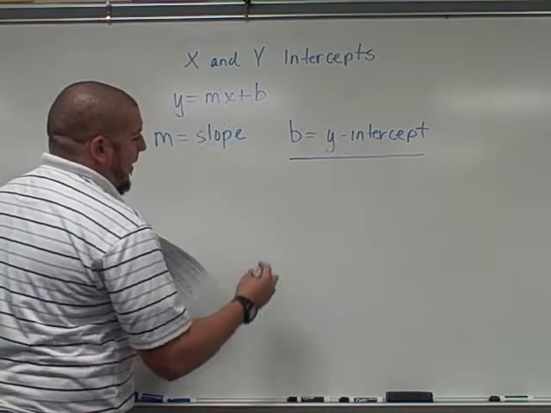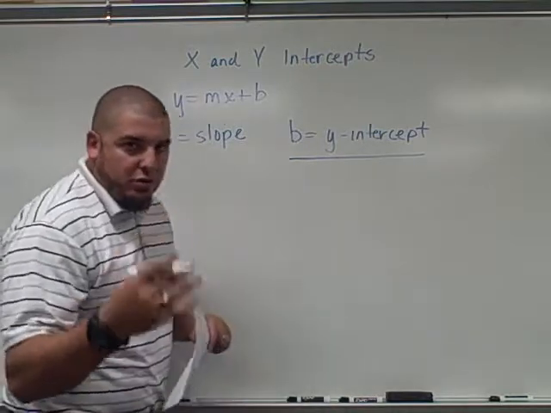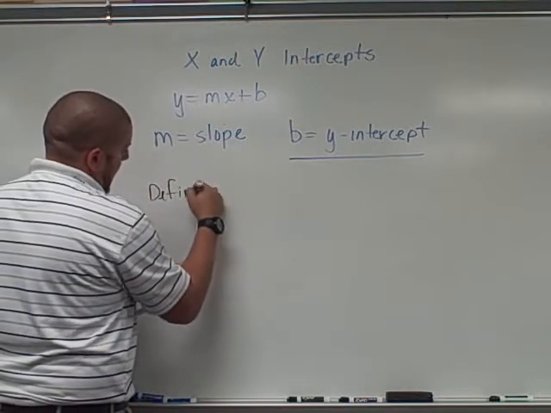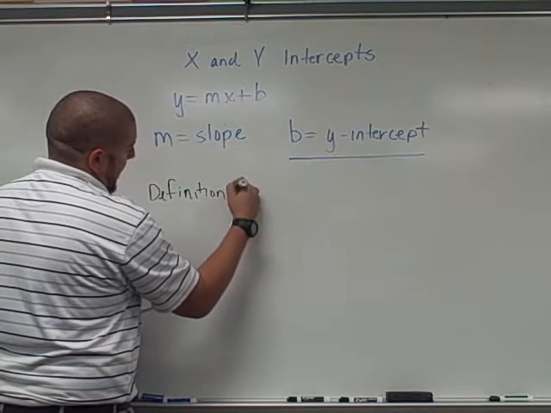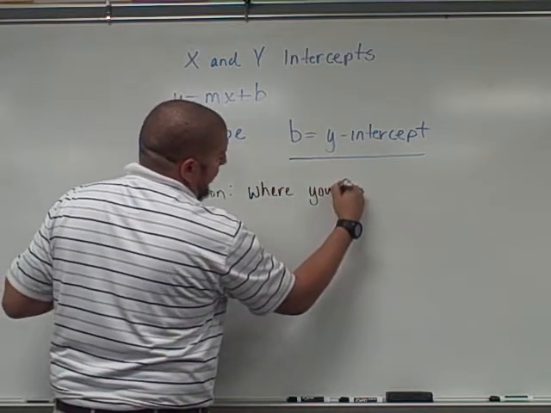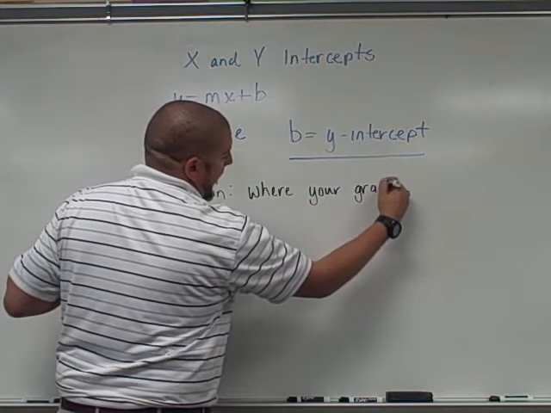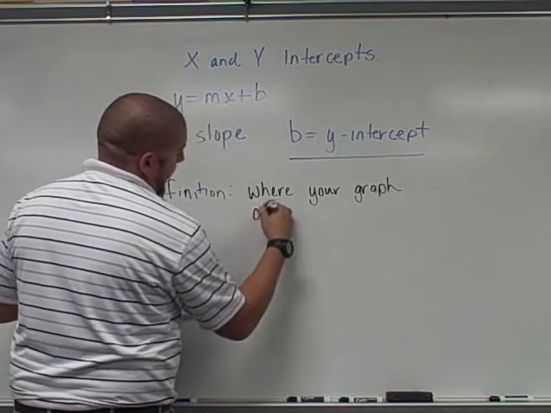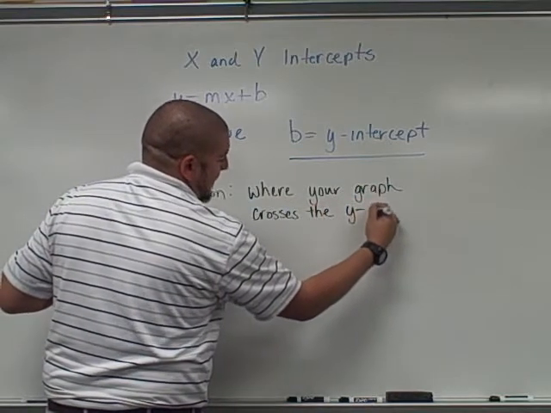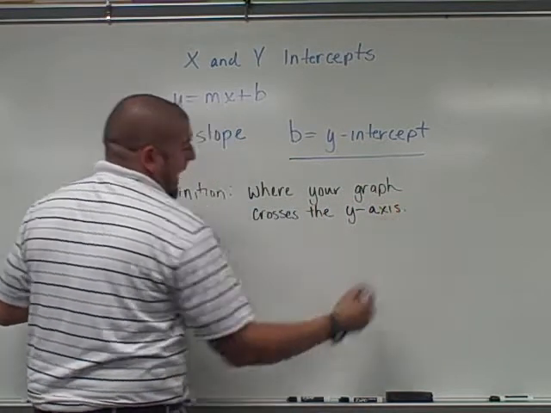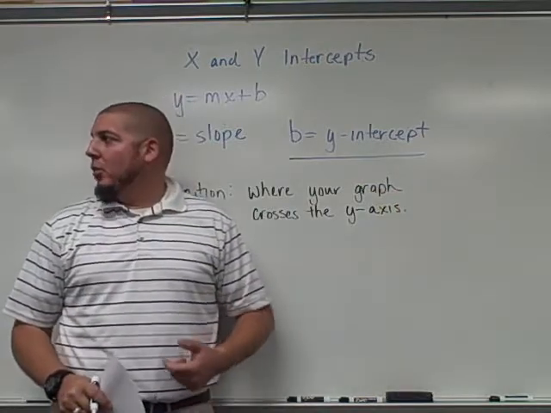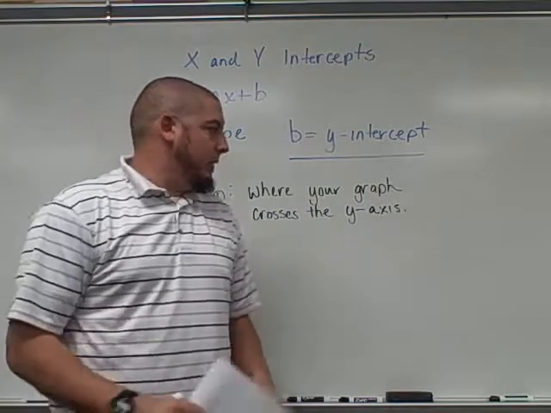Now, if you're taking notes, which you should be taking notes, the definition of y-intercept: it's where your graph crosses the y-axis. Okay, and if you remember, the y-axis is the horizontal axis, so it's where your graph crosses the y-axis or the horizontal axis. Okay?